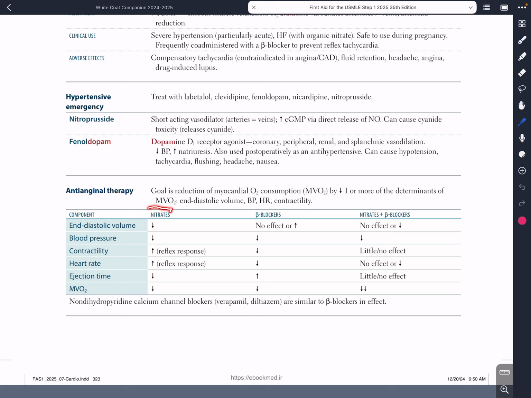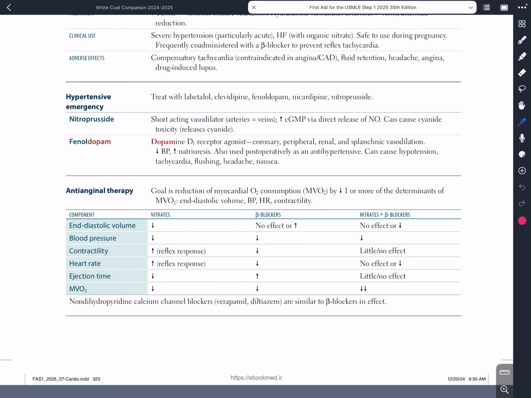Now, myocardial oxygen demand. This is the most important thing, a most high yield concept as well. Myocardial oxygen demand decreases with nitrates and decreases with beta blockers. The net effect is that it decreases a lot. So there are double downward arrows if you give nitrates and beta blockers together to decrease the myocardial oxygen demand.